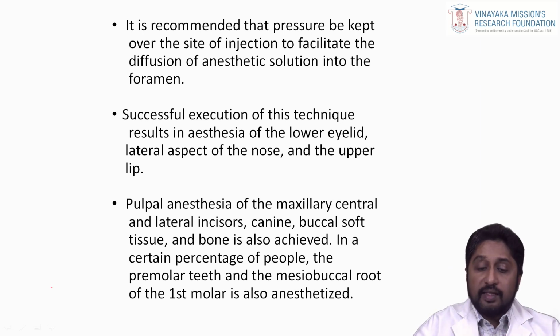Pulpal anesthesia of the maxillary central and lateral incisors and canine, buccal soft tissue and bone is also achieved in certain percentages. The premolar teeth and the mesiobuccal root of the first molar are also anesthetized. So when there is an MSA nerve block, you get anesthesia of the entire first molar and the MSA.